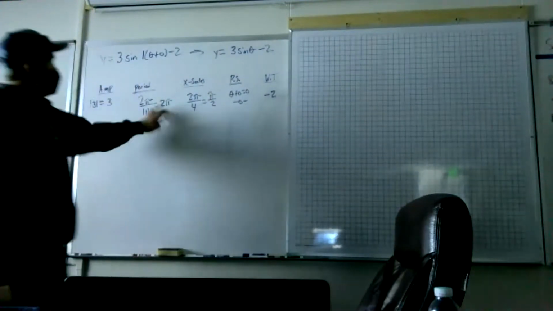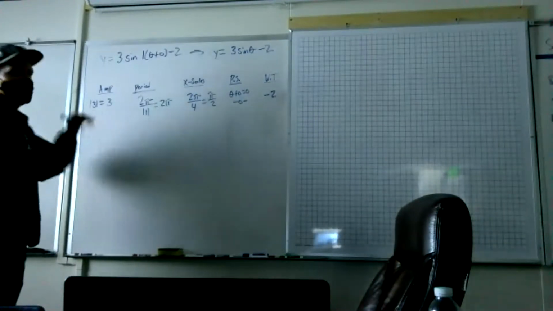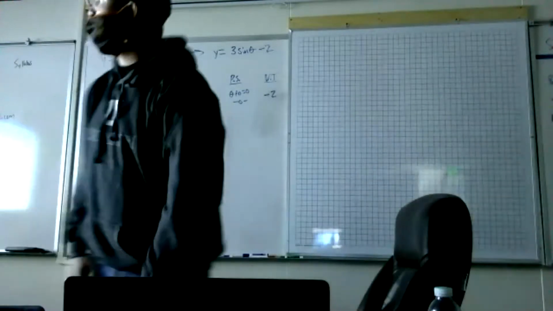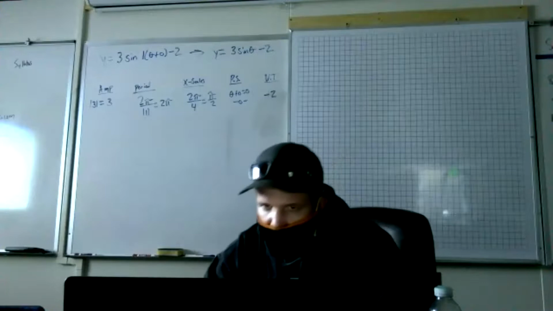My period is still 2 pi. And amplitude is the distance from the maximum and the minimum to the midline. So this graph goes from 1 to -5 because the amplitude is 3. It's the distance from -2.